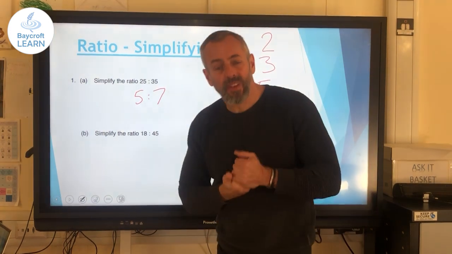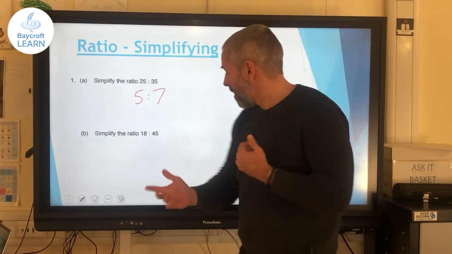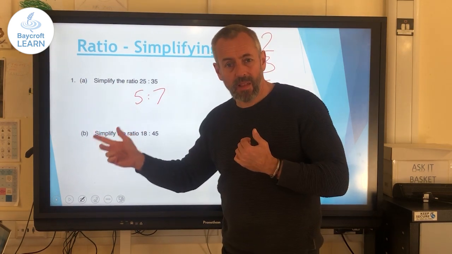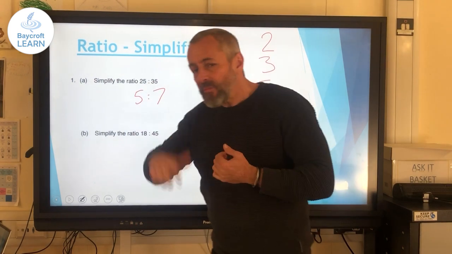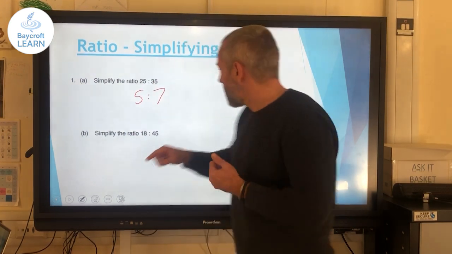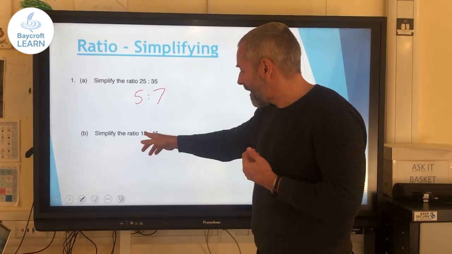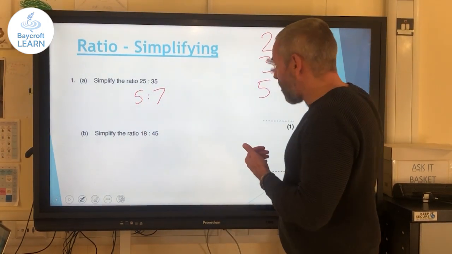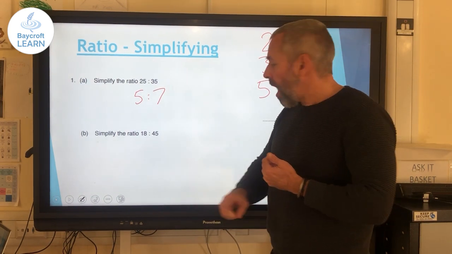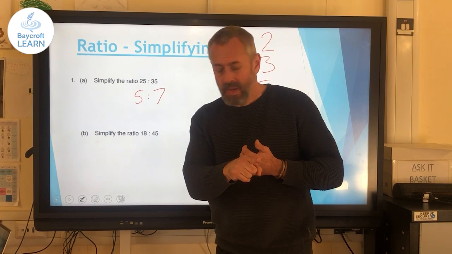18 to 45. Now for some of you whose times tables knowledge is really secure, you might be able to see straight away that they are in our 9 times tables, okay? But most of us can't see that straight away, so we're going to follow this process again. We're going to say, are they in the 2's? Well, 18 is, 45 is an odd number. That's not going to work. And on, and on, and on. I'm not going to go through that now, because I want you to give it a go, okay?